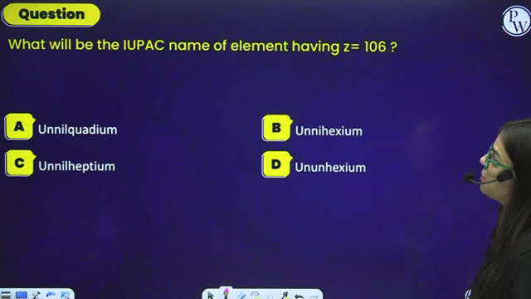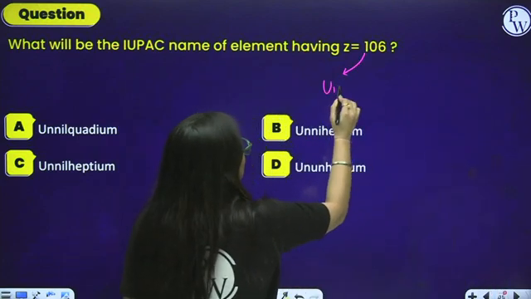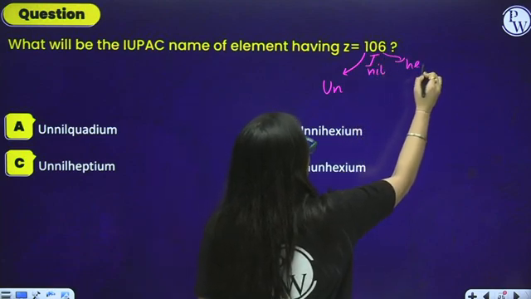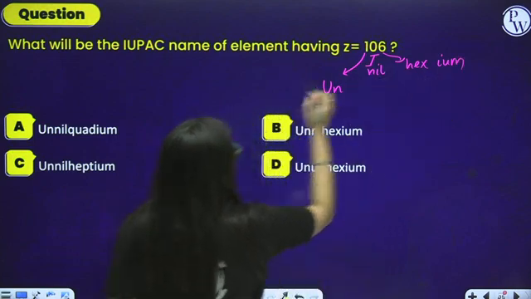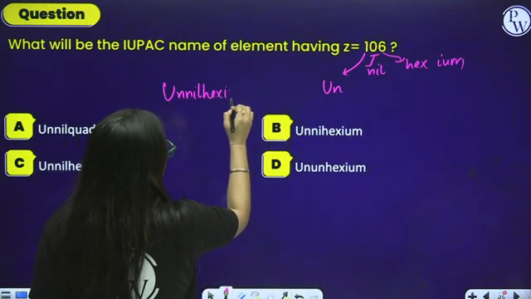What will be the IUPAC name of the element having Z equals 106? See, for 1 it is un. For 0 it is nil. For 6 it is hex. And at last you have to write ium. So it is going to be unnilhexium.